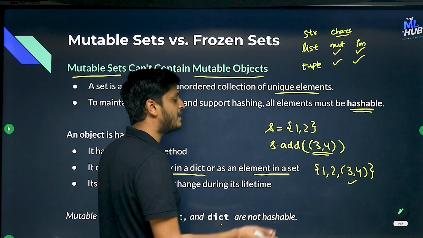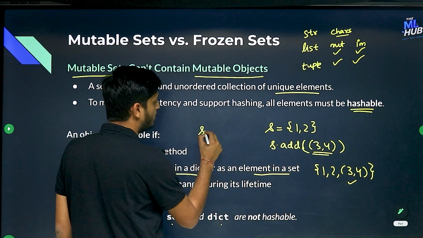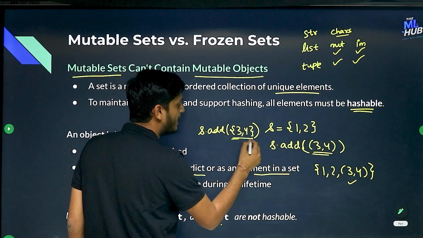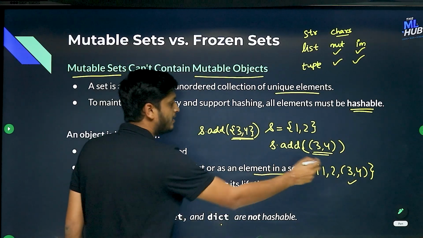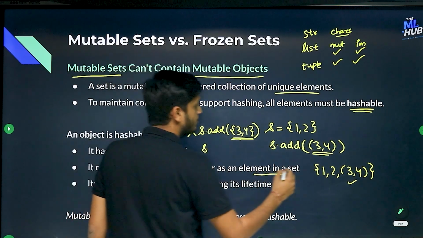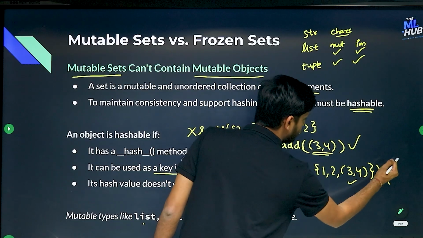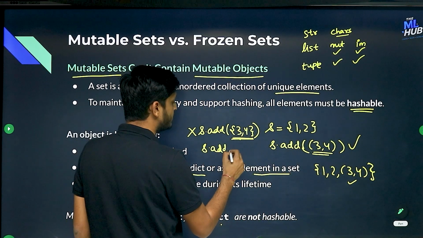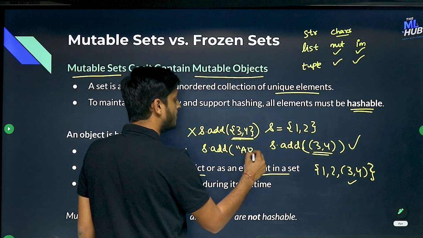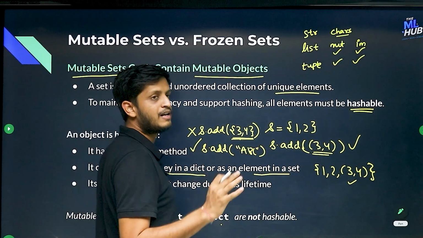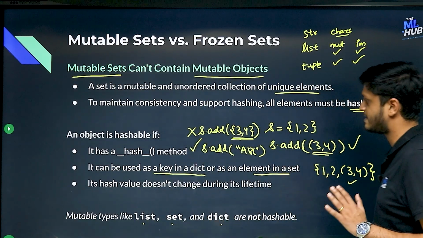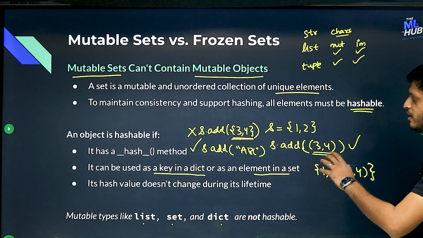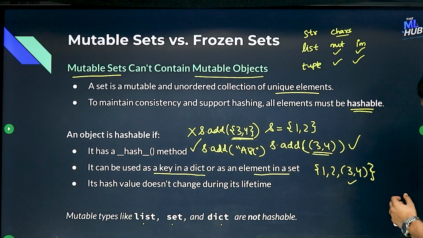Similarly, a string is allowed, but a set itself is not allowed. You cannot say s.add a set containing 3 and 4, because you cannot add a set inside a set. You can add a tuple. You can add a string also. This is not allowed. This is allowed. This is not allowed, sorry. This is allowed. And list is not allowed. And even strings are allowed. Strings are immutable. They are allowed. Immutable objects are allowed. Mutable objects are not allowed inside a set, because of the hashability. So sets are mutable and that is why mutable objects are not allowed inside them.